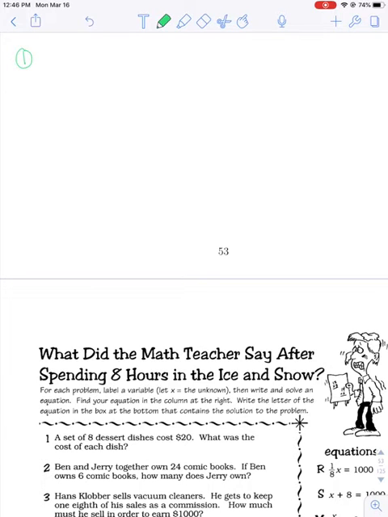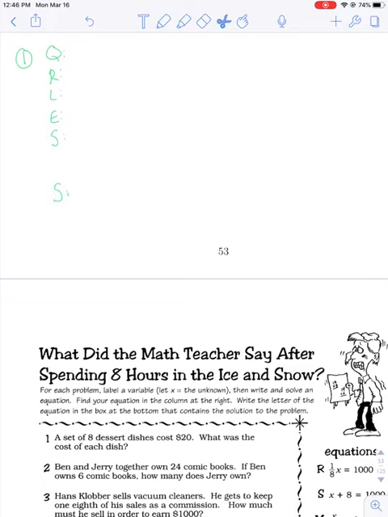And I'm going to read it. It says a set of 8 dessert dishes cost $20. What was the cost of each dish? So I have Q, R, L, E, S, S. Want a little bit more room here.